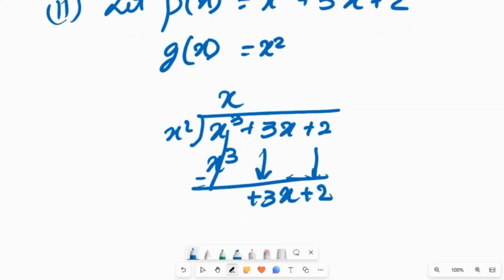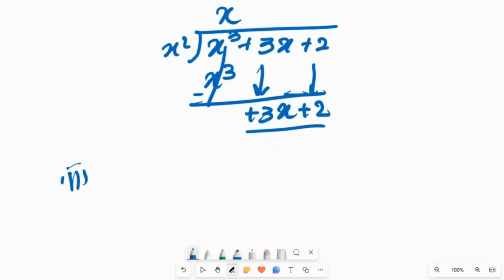I would bring 3x plus 2 whole down because we stop division when the degree of the remainder is less than degree of divisor. We stop the division when degree of remainder is less than degree of divisor. So since we can see here degree of divisor is 2 and degree of remainder is 1. So we stop the division here. Since you can see the degree of quotient is equal to degree of remainder. Degree of remainder is 1 and degree of quotient is also equal to 1 since the highest power of x is equal to 1.